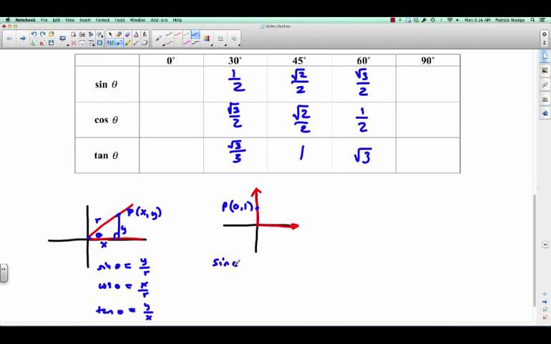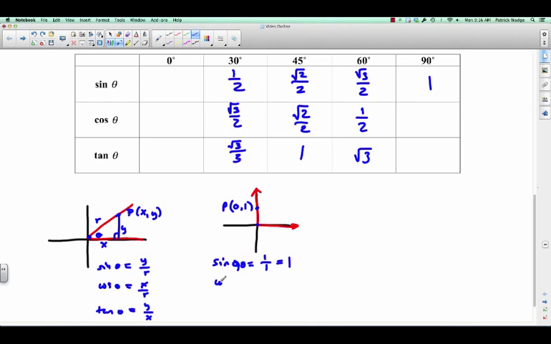Sine theta, or in this case sine 90, equals y over r. The y value is 1. R, how much is r? Remember, r is the distance from the origin to the actual point. So what's the distance from the origin to that point right there? 1. It's one step up. So sine 90 is 1 over 1, or 1.